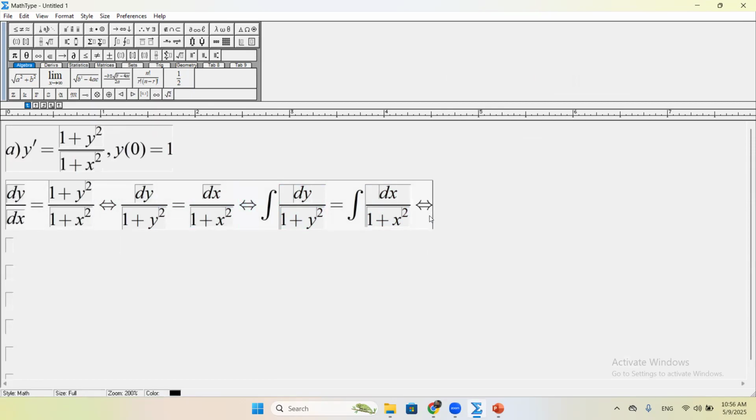So what do we have here? Arctangent of y equals arctangent of x plus c. So then y equals tangent of arctangent of x plus c.